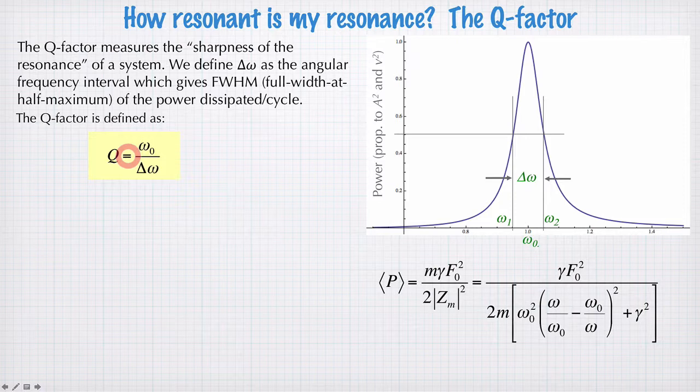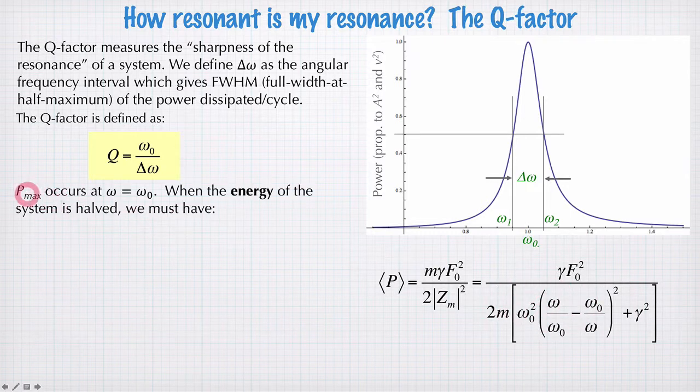How do we find Q? In other words, how do we find this frequency at half maximum and this frequency at half maximum? Well, here's our equation for the dissipated power. I've re-expressed it slightly differently here, but it's the same equation. So we need to find where this power drops by a factor of 2. So Pmax occurs when omega is equal to omega naught.